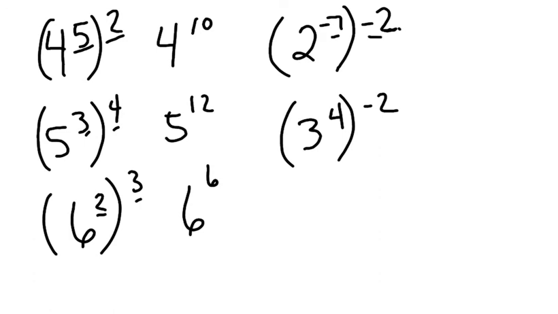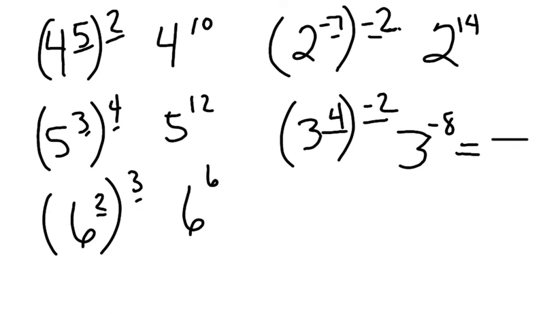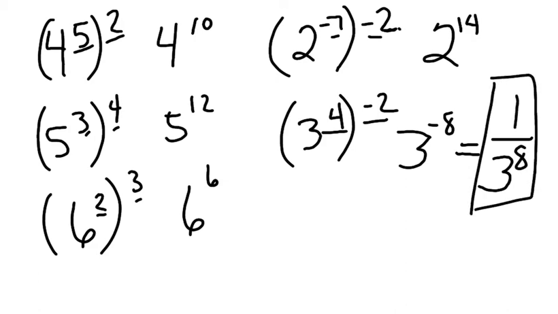Negative 7 times negative 2, so 2 to the 14th, because negative times a negative is a positive. 7 times 2 is 14. And 4 times negative 2, that's 3 to the negative 8, because a negative times a positive is a negative. Then you're going to change that by taking the 3 downstairs, changing that to positive 8 and putting the 1 here. So that's the final answer on that one.